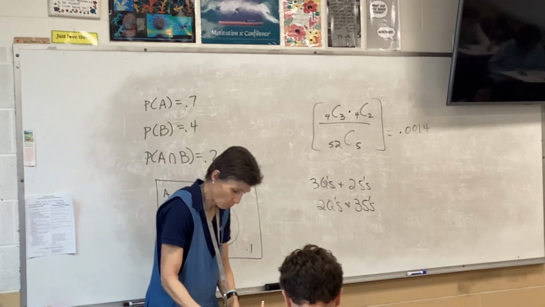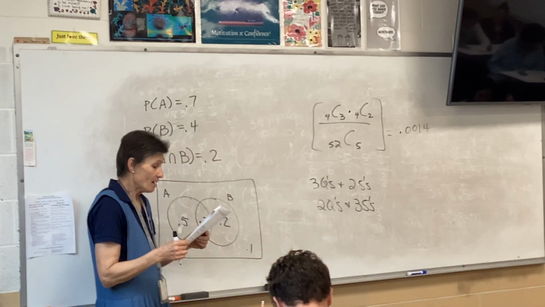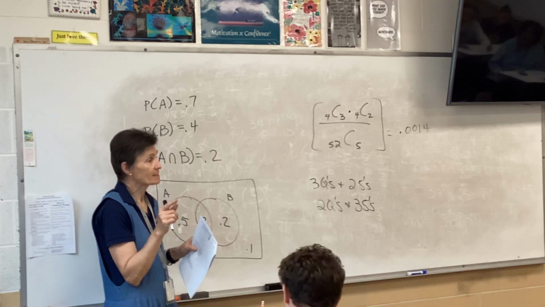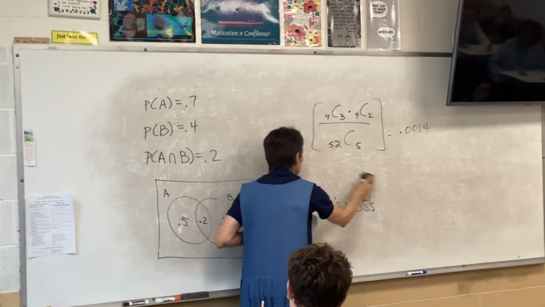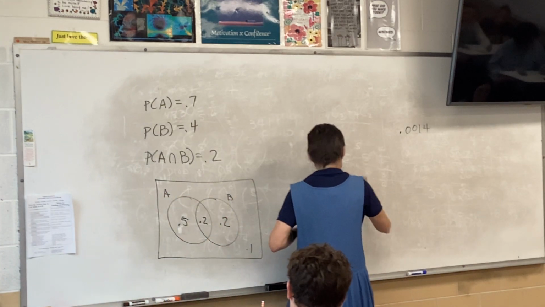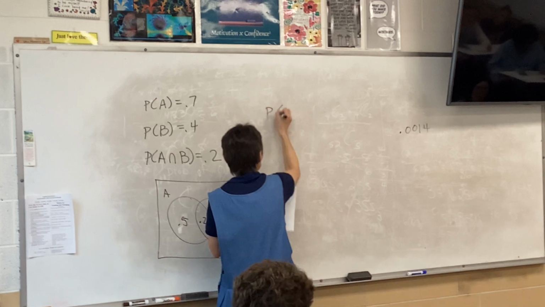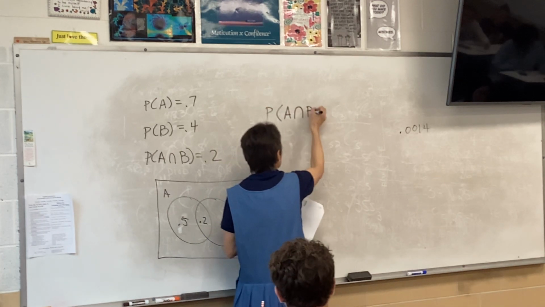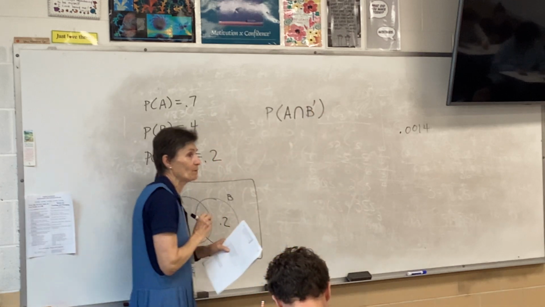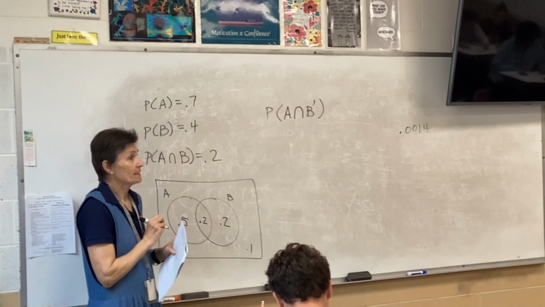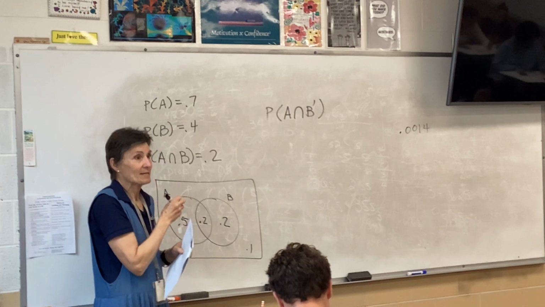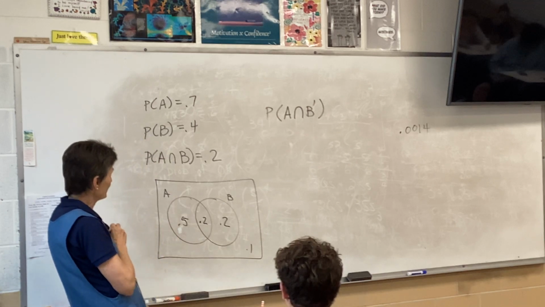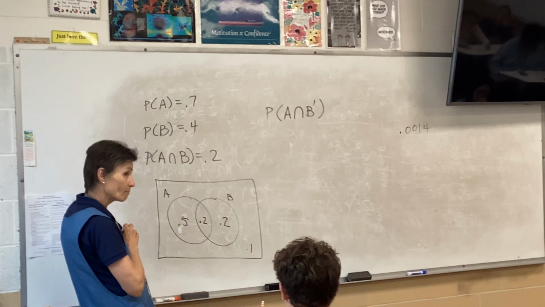Okay, so now let's answer the questions. Draw a Venn diagram, so we did that. Find the probability that A occurs, but B does not. The way that problem will be written, find the probability that A occurs and B does not. So that's the way that will be written. The probability of only A, basically. A and not B. Okay, so what is that? What's the probability of A and not B? 0.5.